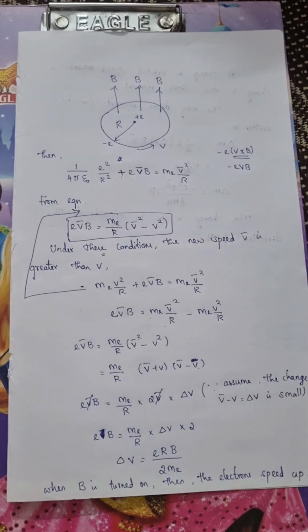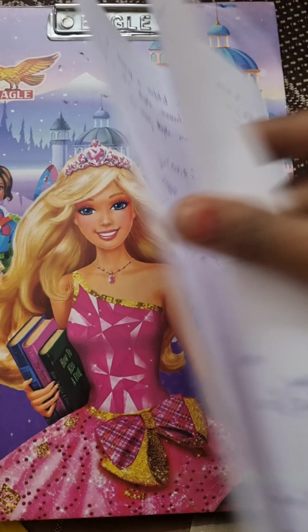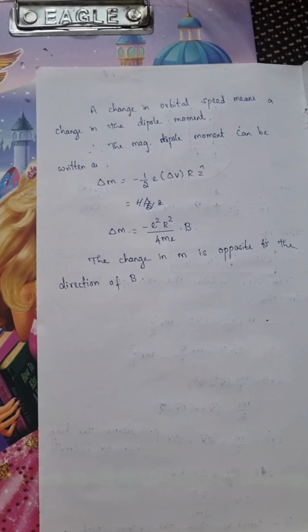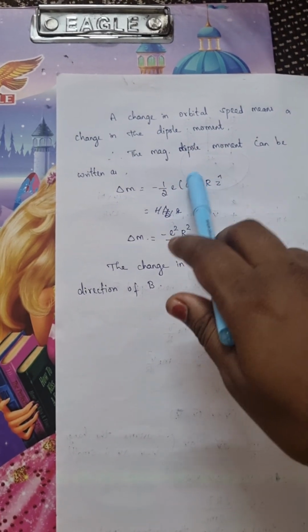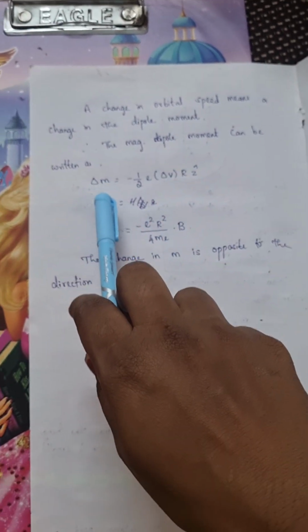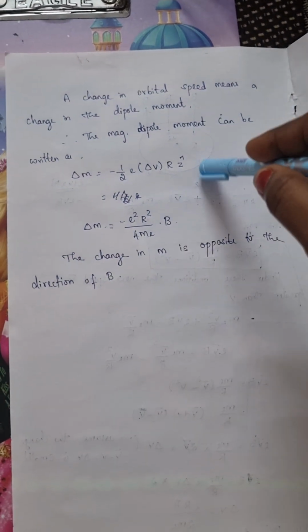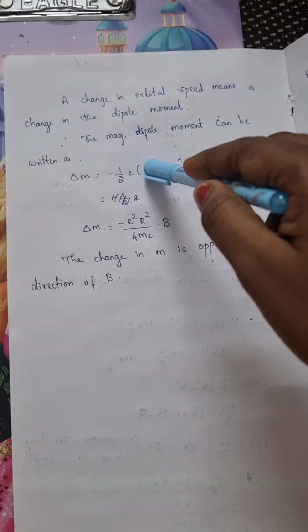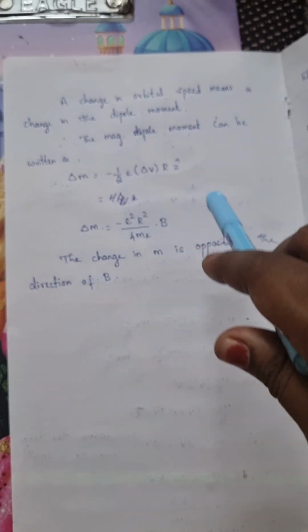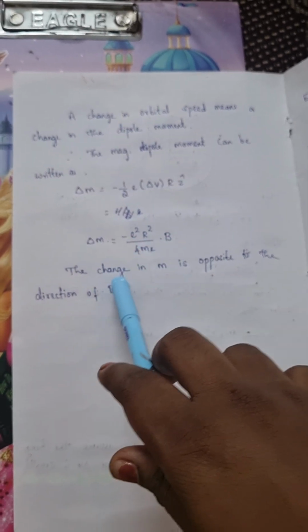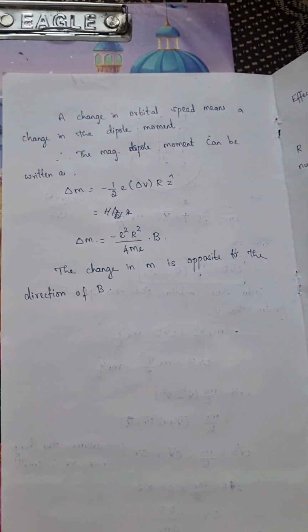So when B is turned on, the electrons speed up. A change in orbital speed means a change in dipole moment. Automatically the dipole moment also changes. So delta m equals minus 1 by 2 e delta v into r z. Substituting the value of delta v, we get minus e square r square by 4m into B. Notice that the change in m is opposite to the direction of B.